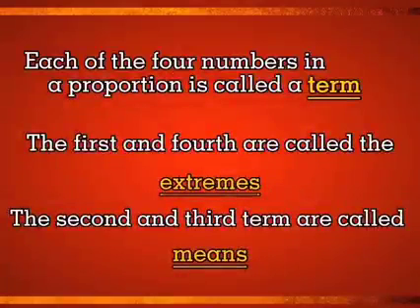Each of the four numbers in a proportion is called a term. The first and fourth are called the extremes. The second and the third terms are called the means.